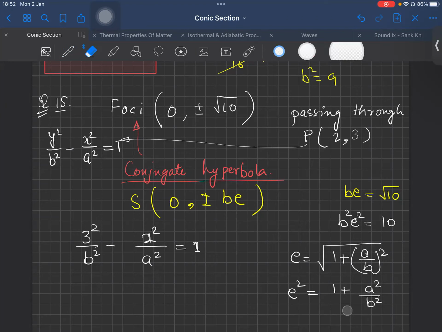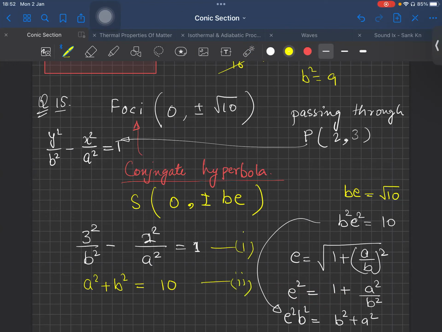See, you have two equations, equation number 1, equation number 2. Two equations, two variables. Solve it, find the value of A square and B square. How else can you write this one? A square is equal to 10 minus B square.